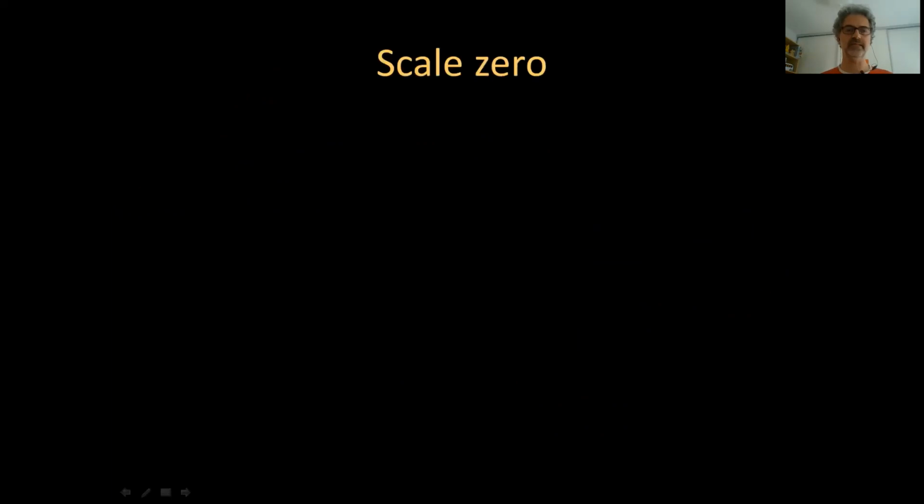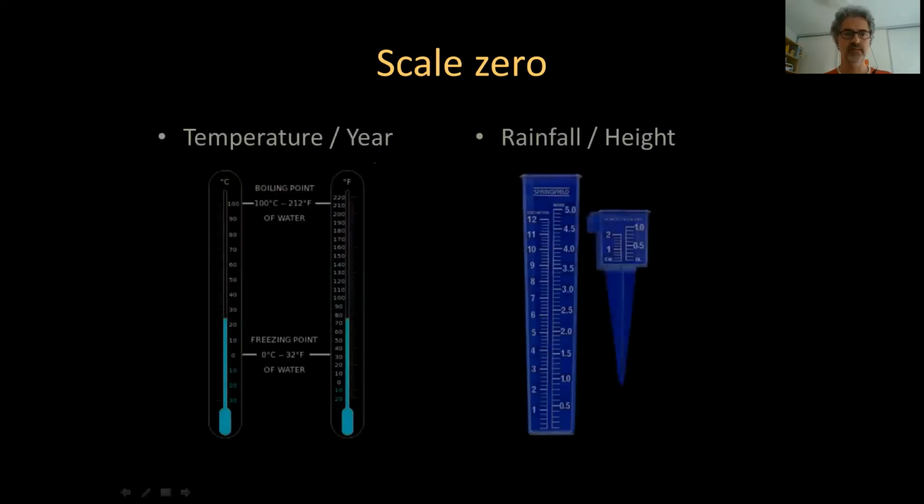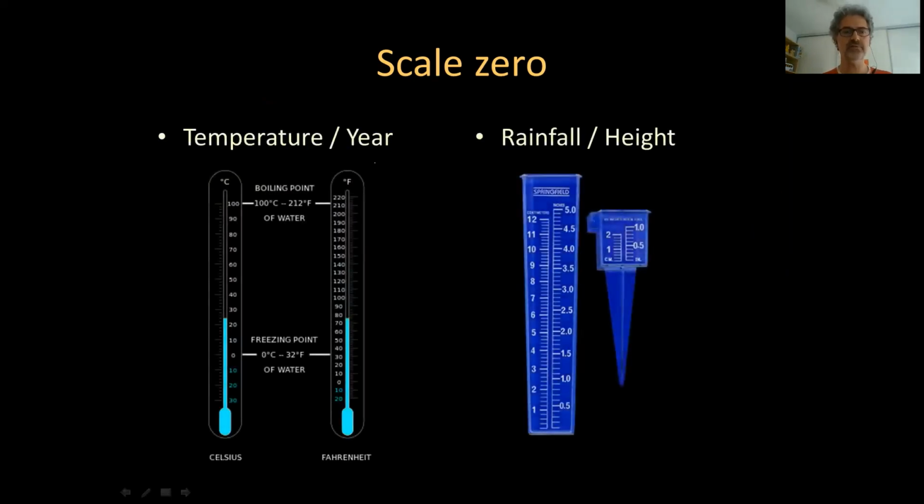Let's look at this last bit a little more carefully to understand the difference between interval and ratio. And it all has to do with the meaning of zero. So essentially, when you have variables that are measured with numbers, there are two possibilities. One possibility is to be like birth year or temperature. And the other possibility is to be like height or rainfall. What is the difference between these?